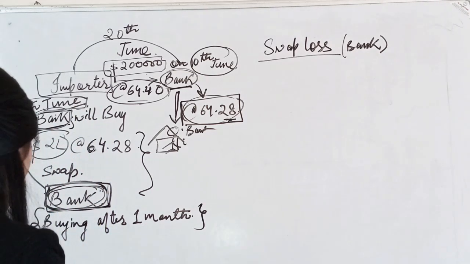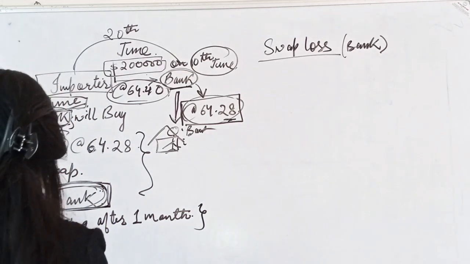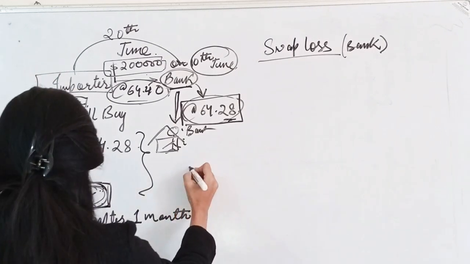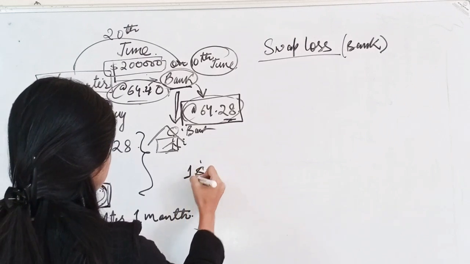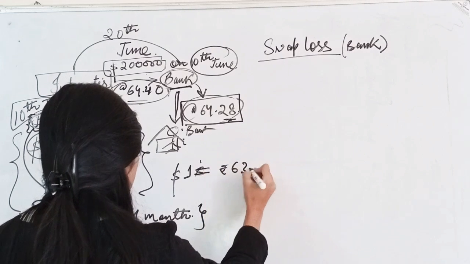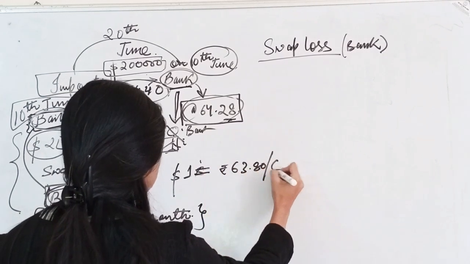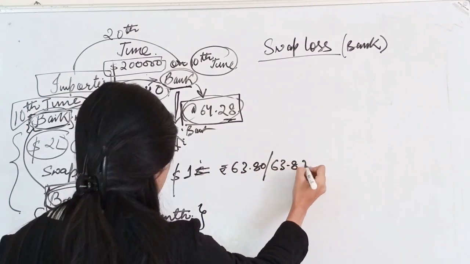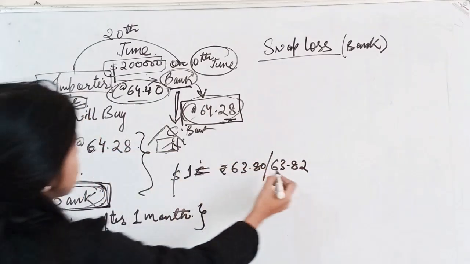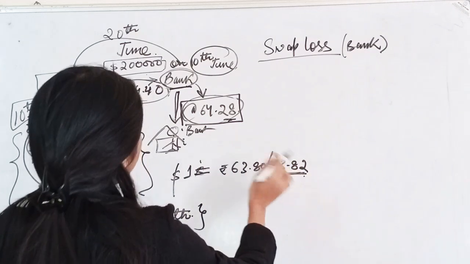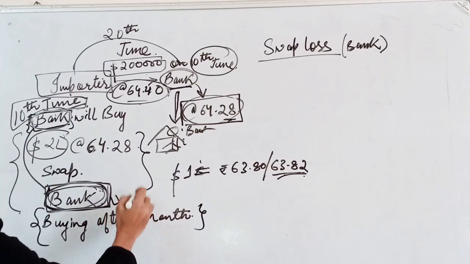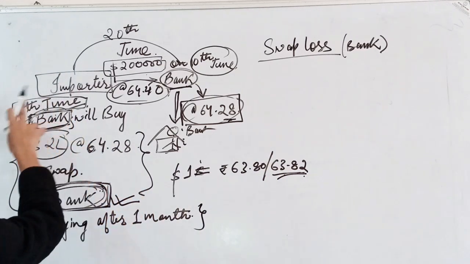See, the spot rate on 10th of June is $1 equal to 63.80, 63.82. Generally a bank sells at this ask price, fine, but here this bank is in trouble, so this bank will say, no, I will buy from here.